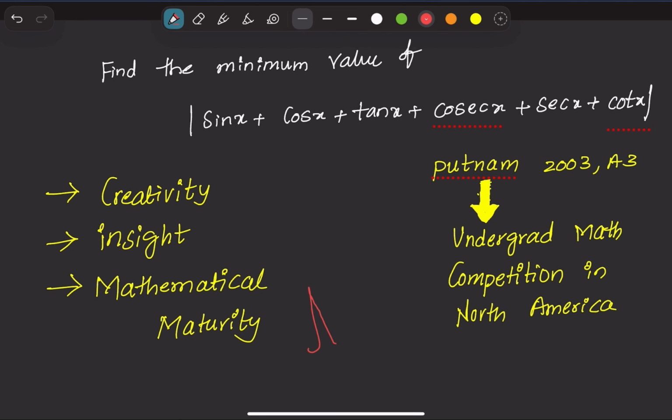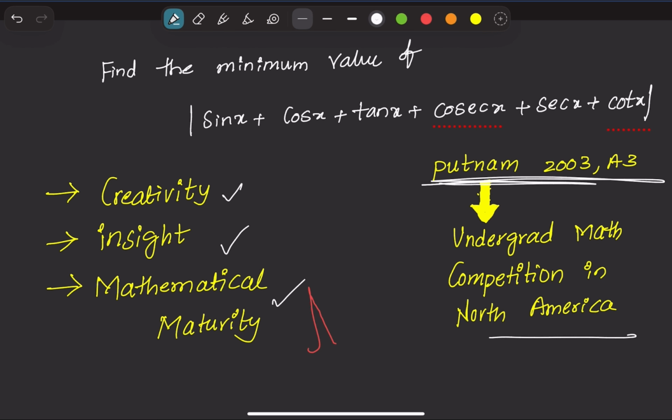Today we are diving into a truly elegant and challenging problem from the 2003 Putnam exam, problem 3. This is the 64th Putnam, and first I'll give you a little context about the exam. The Putnam exam is one of the most prestigious undergraduate mathematics competitions in North America. It features problems that require creativity, insight, and mathematical maturity.